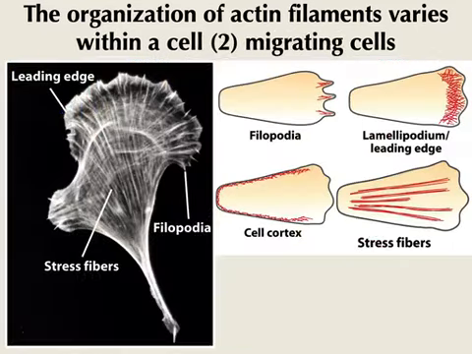In migratory cells, you have to have different organization, different dynamics in different parts. Filopodia with longish filaments, kind of bundled. The leading edge with a meshwork, so that means shorter filaments, not bundled, but instead forming a meshwork. Stress fibers, long-lived, bundled, and then more cell cortex, a bit less dynamic than this one.